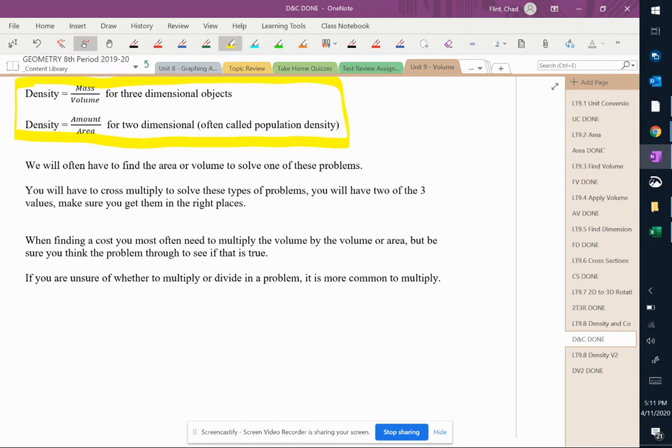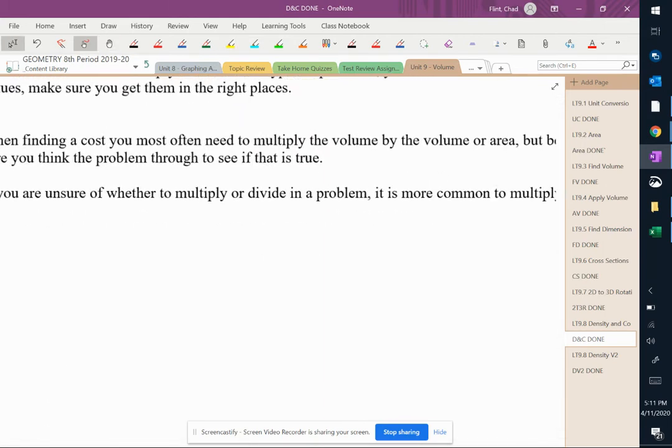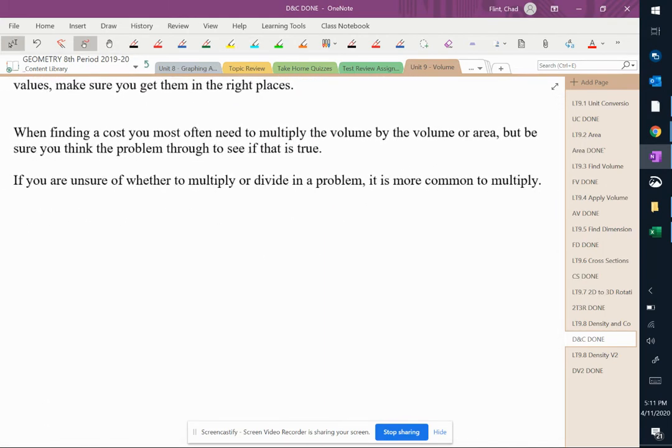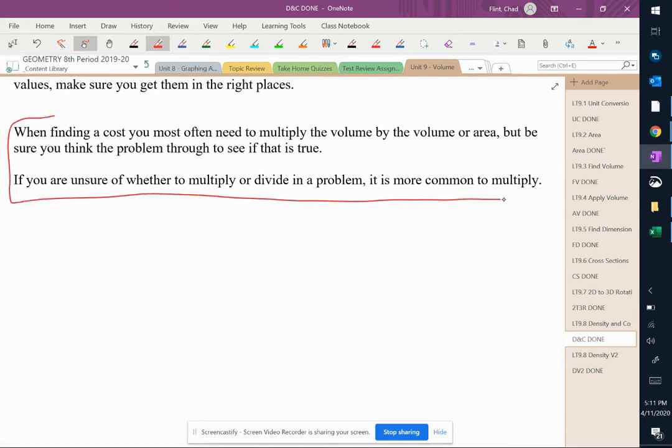This whole entire section and the next one, where I added 3 more problems, density volume version 2, you're going to have to think about these. All right. So you can use density equals mass over volume or amount over area to kind of cross multiply, figure things out. If it asks you straightforward density, you do a division, but think about it in that way. A lot of times what's going to happen is you're going to have to find the cost or the weight or something like that.